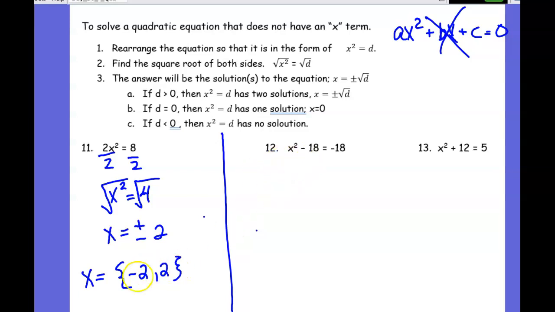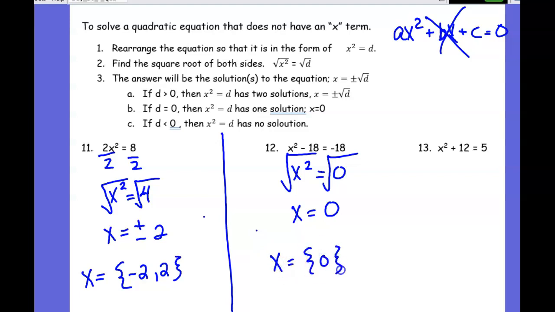So there's an example where our parabola would cross the x-axis in two places, so our quadratic has two solutions. Number 12, when we add 18 to both sides, we end up with x squared is equal to 0. Well, the square root of 0 is just one number, it's just 0. So x is equal to 0. So that's going to be our solution. We just have one.